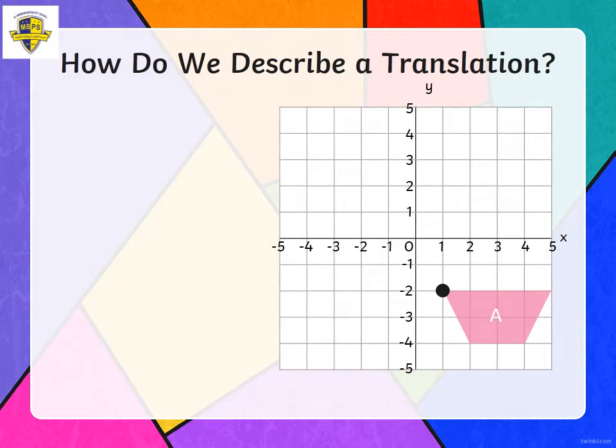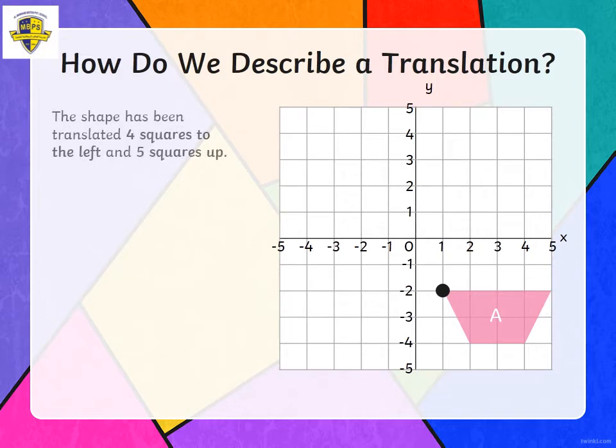One more example. This is a new shape A, and now we are going to move it, or translate it, to another position. Then we want to describe the translation. Okay, it's moving now. This is the new position, B.